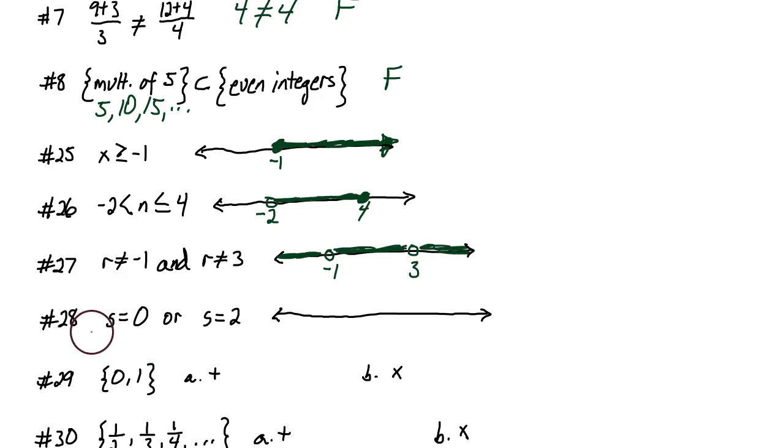Number 28. Shade S equals 0 or S equals 2. Well, here's 0 and here's 2. Put a closed dot on 0 and a closed dot on 2.